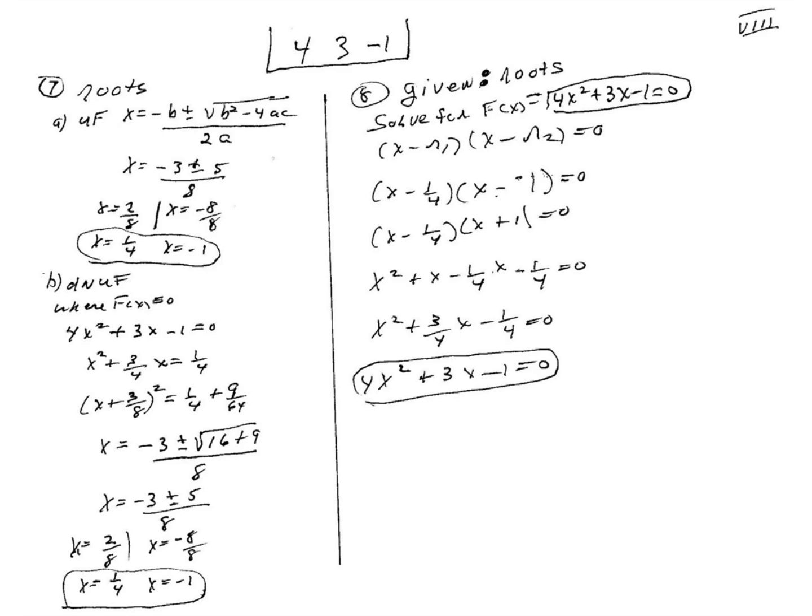Step 8, given the roots, solve for f of x equals 4x squared plus 3x minus 1 equals 0. And we use the formula x minus r1 times x minus r2 equals 0. And substituting in for the r1 and r2, we come up with our final solution, 4x squared plus 3x minus 1 equals 0. That agrees with what we're looking for, so we circle them, they agree.